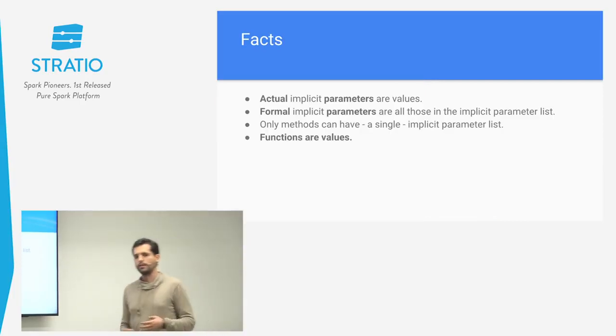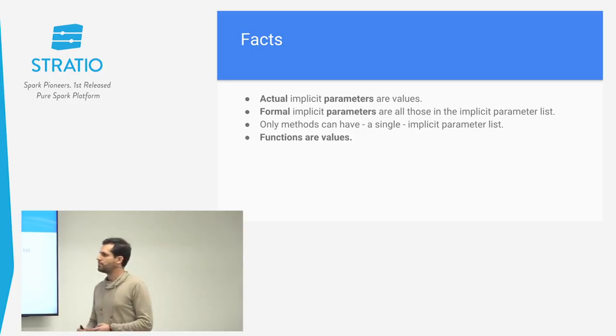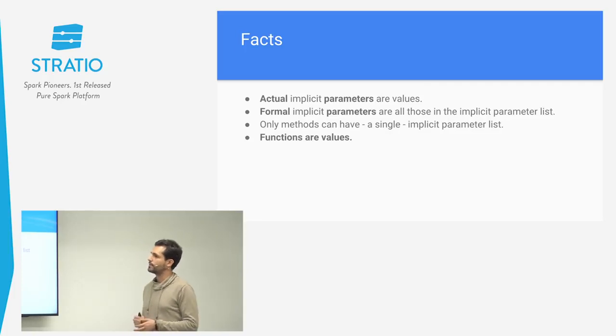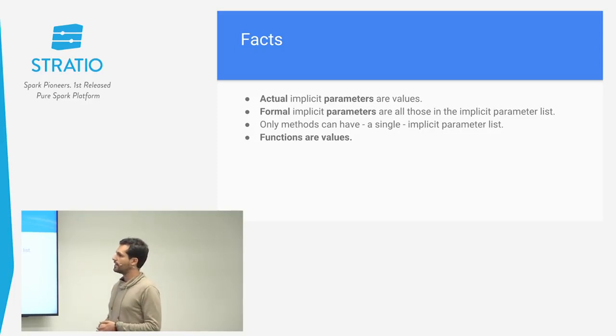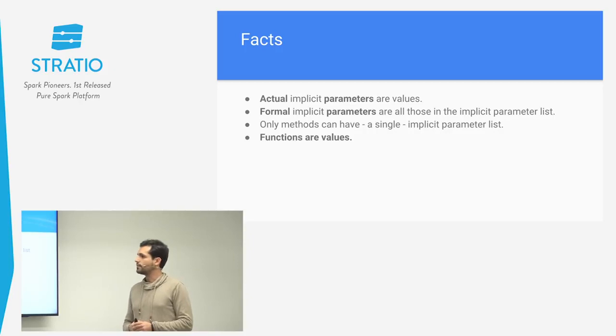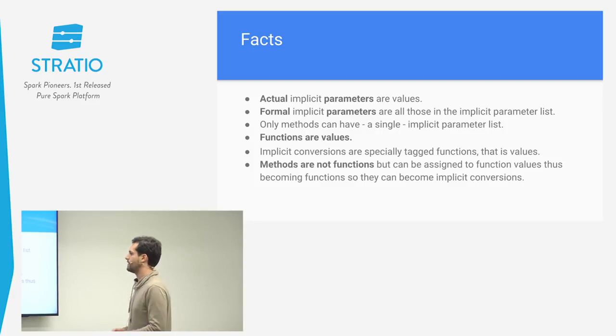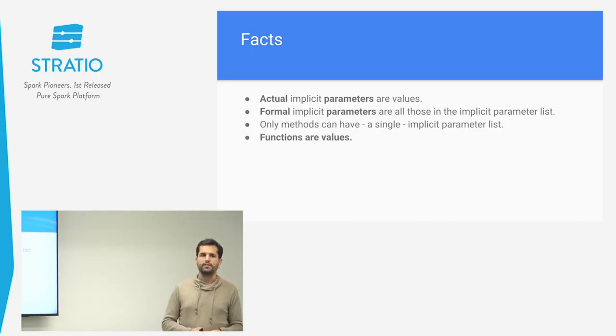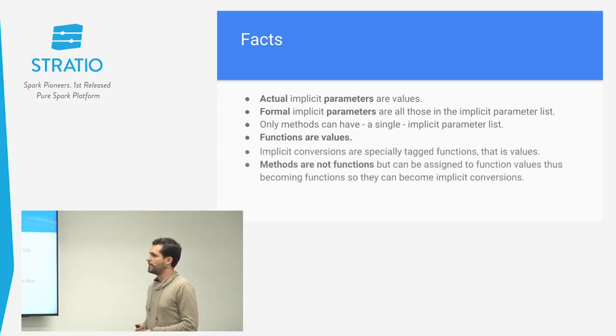So this is the basic part of the talk, okay? We're going to review some concepts. It's important to keep in mind what actual parameters are, what formal parameters are, and that only methods can have implicit parameters. You can avoid writing the parameter for a function call. Functions are values. Keeping that in mind, what do you think implicit conversions are? Okay, they are just values. Implicit conversions are values. Methods are not functions. That's important to keep in mind too.